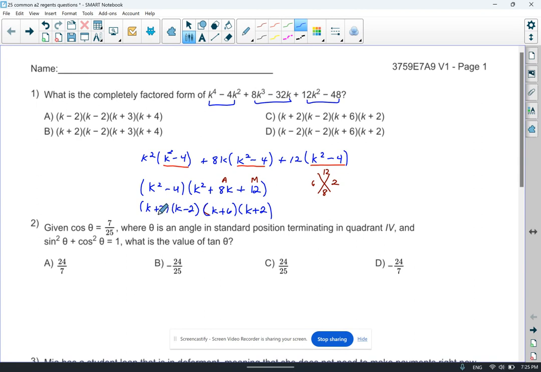And that's my answer. So I have k plus 2, k minus 2. So I know it's not this one. And then I need k plus 6 and k plus 2. So it's not this one. And so when I look closely, that's choice C.